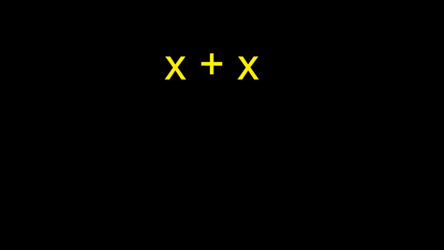Now let's take a look at combining like terms. We have x plus x. These two variables are like terms. That means that we can put them together or combine them together. This means that x or 1x plus 1x equals 2x.